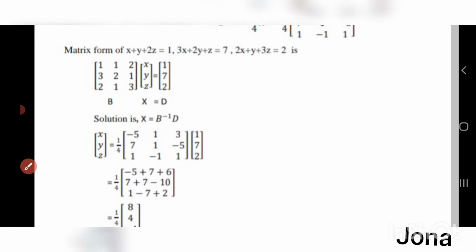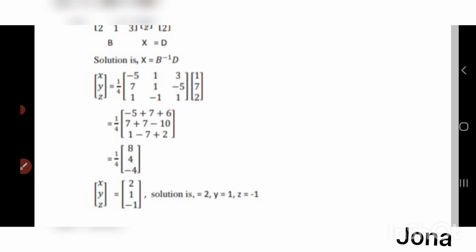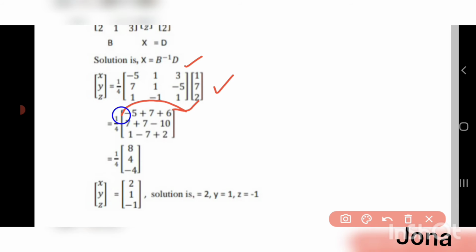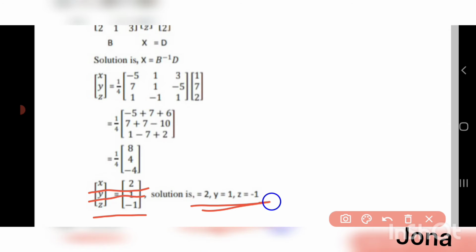So 1 by 4 into this matrix, and D is 1, 7, 2. Then we multiply these two matrices so that we get it like this. Simplify this so that we have 1 by 4 into 8, 4, minus 4, and then we can divide every element by 4 so that we have 2, 1, minus 1. Therefore we can conclude the answer for x, y, z as x equals 2, y equals 1 and z equals minus 1.